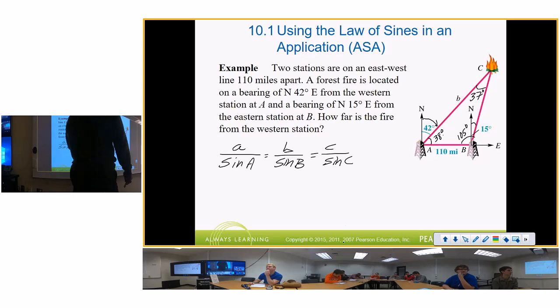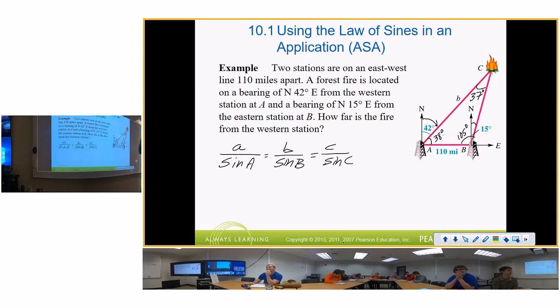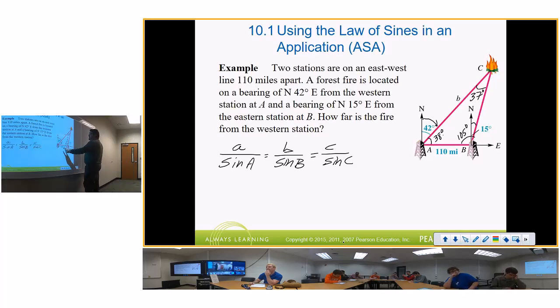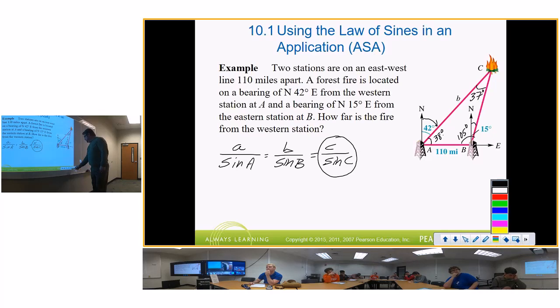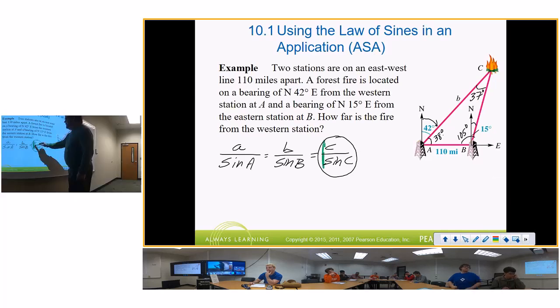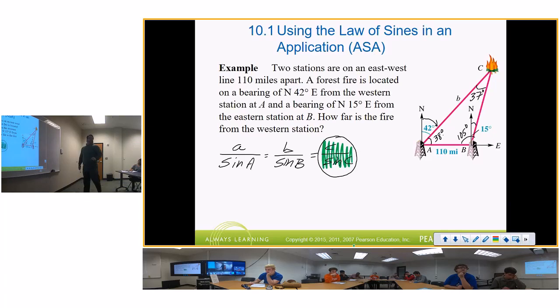Now your first thing is to say, what do I have? What am I looking for? The one thing that you have is side C and angle C. So you've got this guy right here. You take your handy dandy green highlighter and you highlight this. Now you just take your pick.